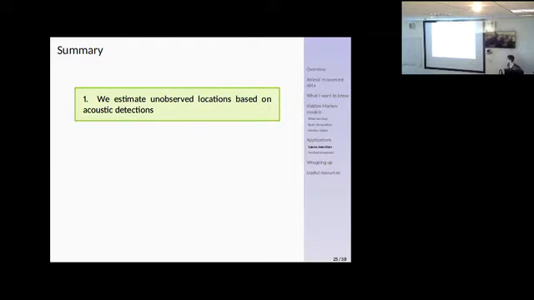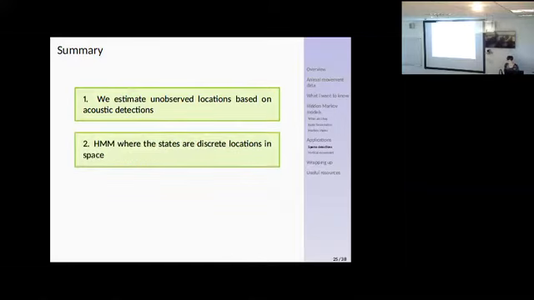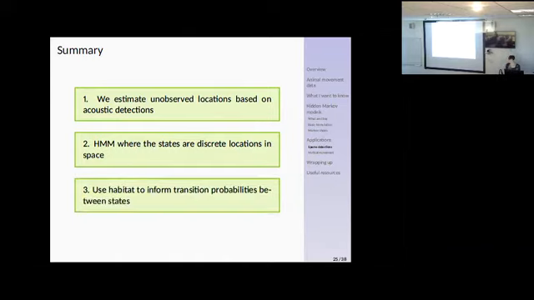So we set out to estimate locations based on acoustic detections. We managed to get something working, and it does need some improvements. It is a start in that direction. But this is a setup in which the states of the HMM are actually discrete locations in space rather than functional behaviors or whatever else. And we were able to use habitat to inform the transition probabilities between states, which is always nice.